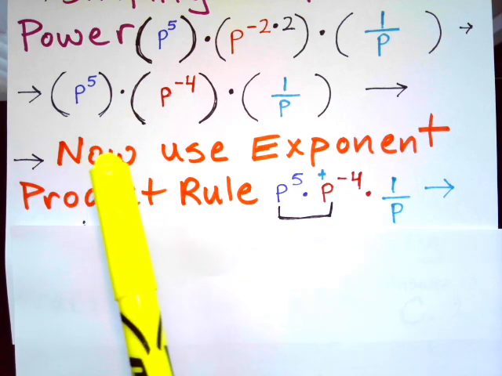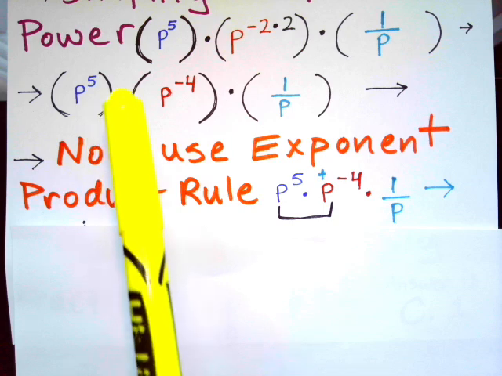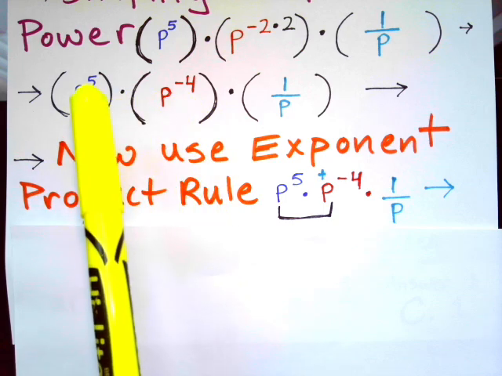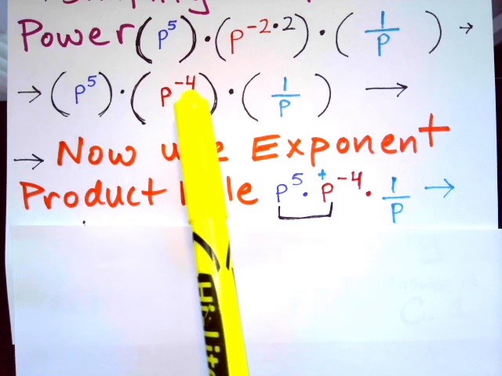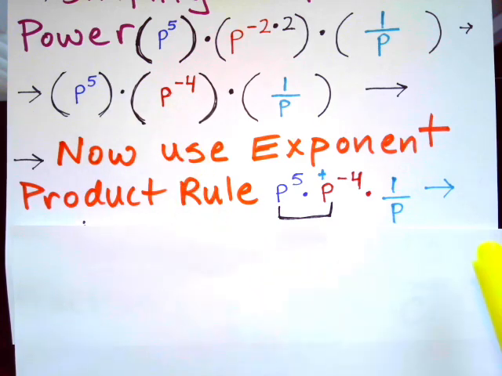So remember, when you divide, it's opposite. When you divide, you subtract. But we're multiplying p to the 5th times p to the negative 4th. What's 5 plus a negative 4? That's p to the first power.